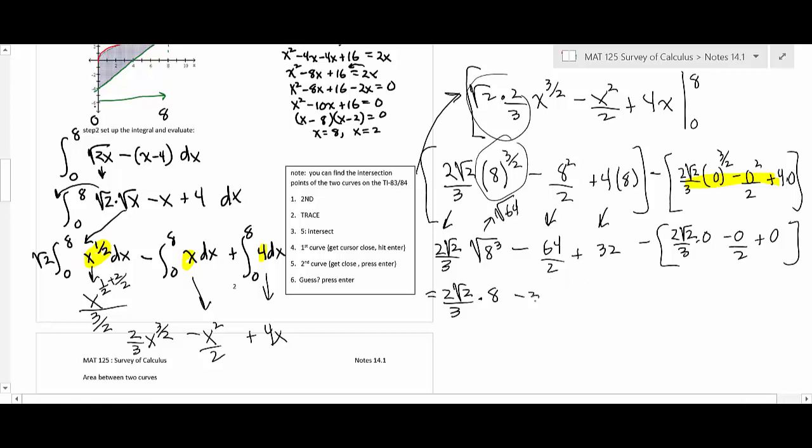64 over 2 is 32. Bring down the 32. All this stuff over here is 0. That's 0 minus 0 plus 0. The 32s cross out. So it looks like the official answer, if you multiply this straight across, is 16 square root of 2 over 3.